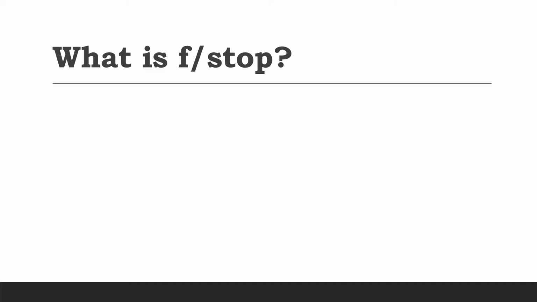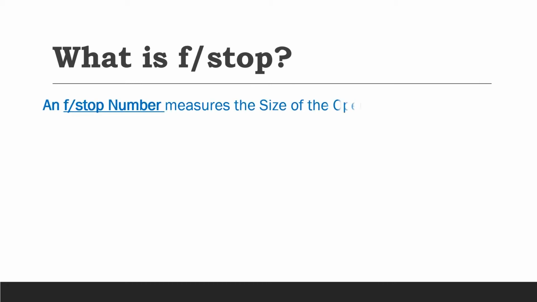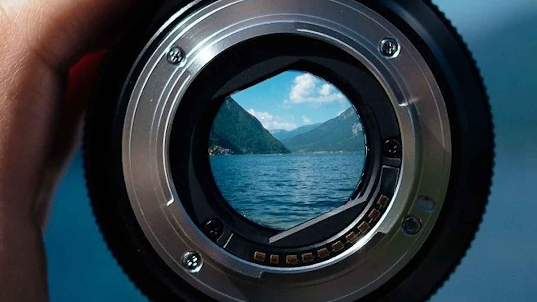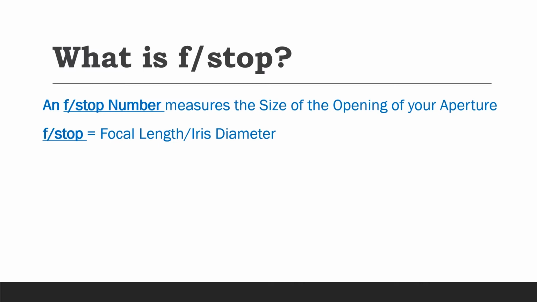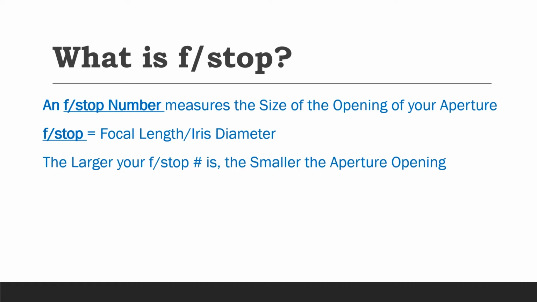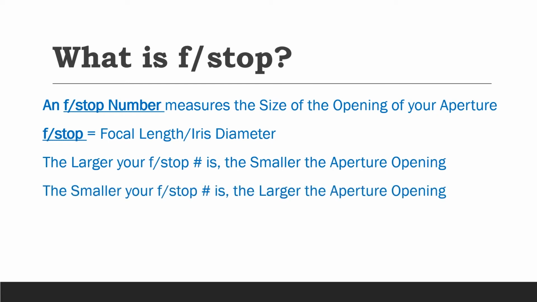Before we get into why you want to use aperture priority, let's go ahead and talk about f-stop numbers first. So what is f-stop exactly? Well, an f-stop number indicates the size of the opening of your aperture, and your aperture is what controls the quantity of light that passes through your camera's lens. And so the f-stop number actually represents a mathematical equation where the focal length is divided by the iris's diameter, and f-stop numbers can become confusing because the larger your f-stop number is, the smaller the aperture's opening will be. But yet, the smaller your f-stop number is, the larger that aperture opening will be.